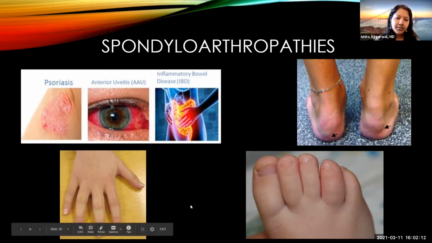On the bottom left, you can see that there are some fingers that are diffusely swollen, so that may be seen in psoriatic arthritis. And you can also see a diffusely swollen toe, like the right fourth toe in this picture, that we may call dactylitis, and can be seen in these conditions.